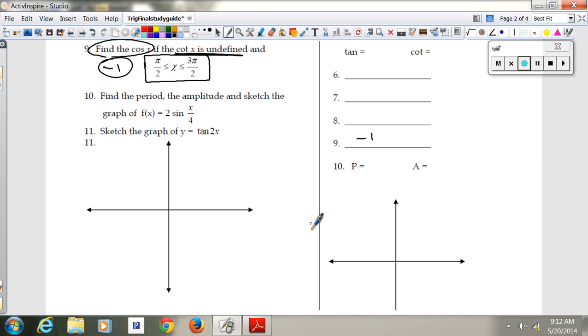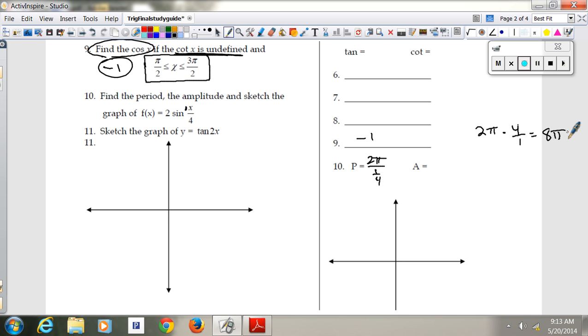All right, number 10, find the period, the amplitude, and sketch the graph. So the period is 2 pi divided by whatever's in front of x. What number is in front of x? 1/4. This is a 1/4 right here. It's like a 1 in front of the x, so 1/4. So 2 pi divided by 1/4. How do I divide fractions there? Multiply the 2 pi by the reciprocal, which would be 4 over 1. You're going to get a period of 8 pi.